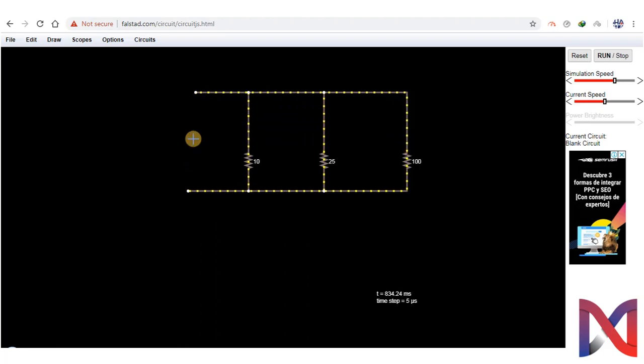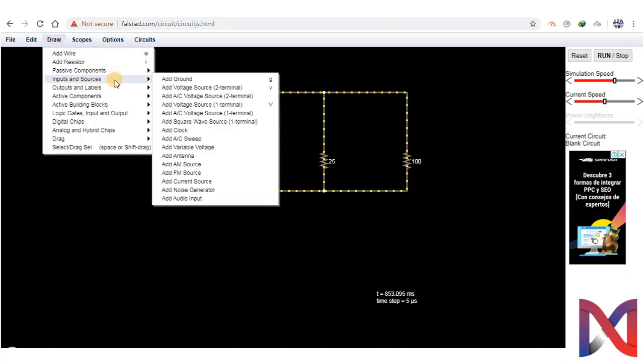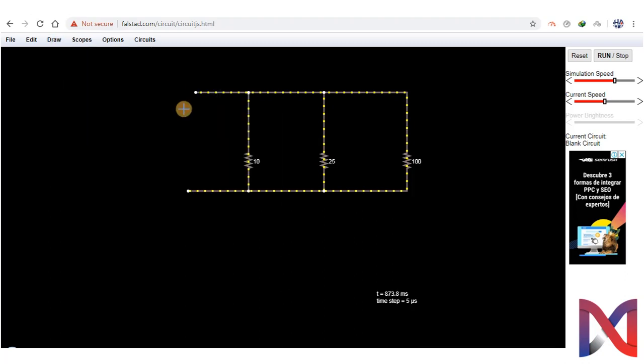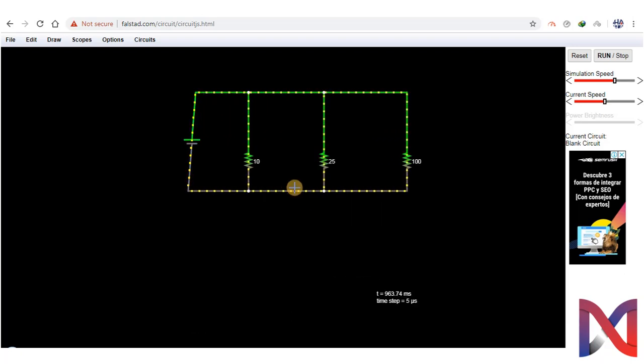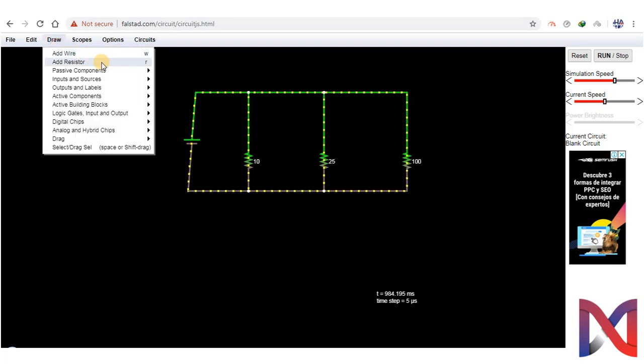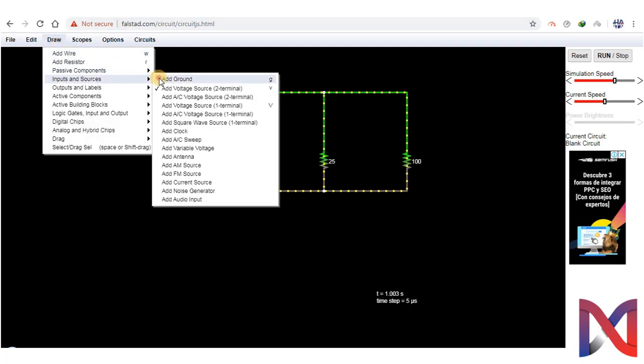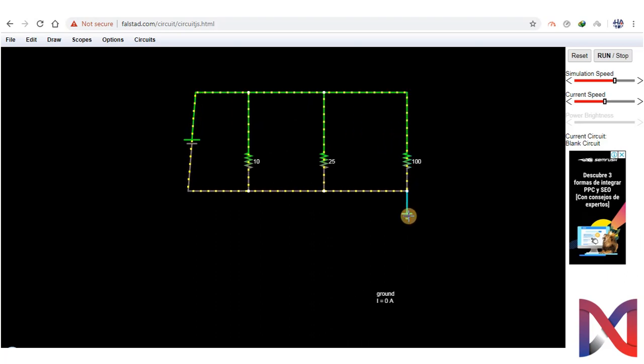Now we will delete this ohm meter and place a voltage source of 10 volts here. We will go to draw, input sources, and place a 2 terminal voltage source and change its value to 10 volts, and click OK. We will place our ground as well. Now the circuit is complete. As already conveyed, the green lines are showing the voltages while the yellow dots are showing currents.